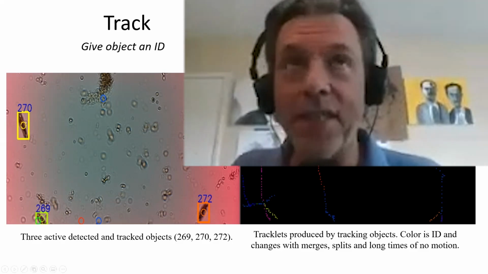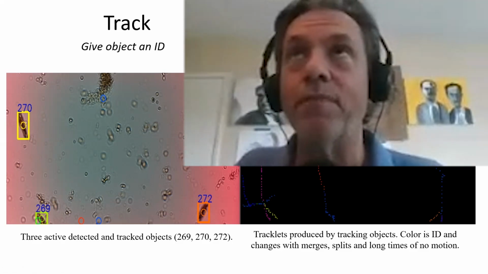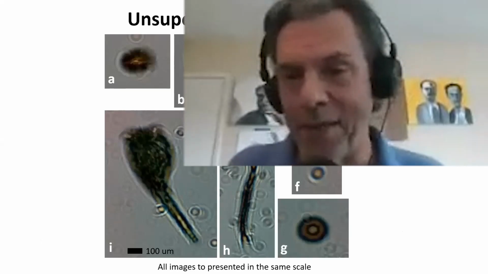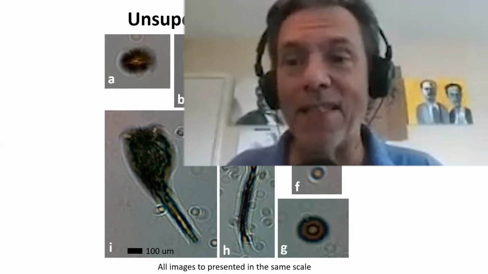Okay, so that's detection, tracking, and segmentation. And so the holy grail, as I mentioned, at the end of the day, is to classify these creatures.